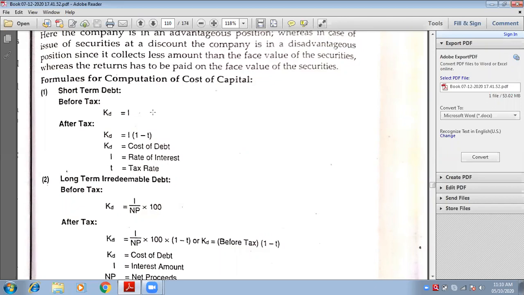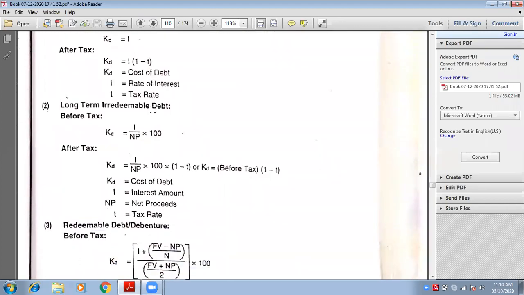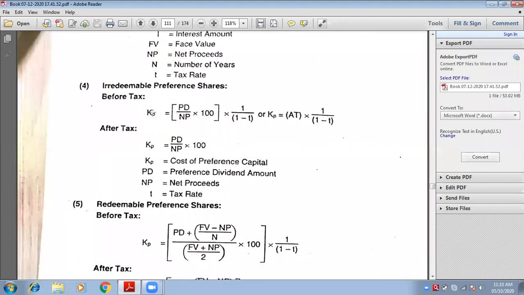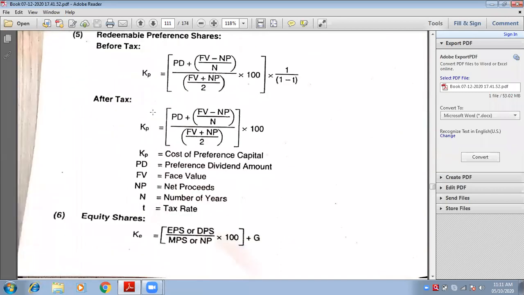Repeat after me. What do you mean by KD? Cost of debt capital. Yes, cost of debt capital. This is KP. KP is not Kailash Parbat. What do you mean by KP? Cost of preference shares capital. K is cost of capital, P is preference share. So cost of preference share capital. Are you getting my point?